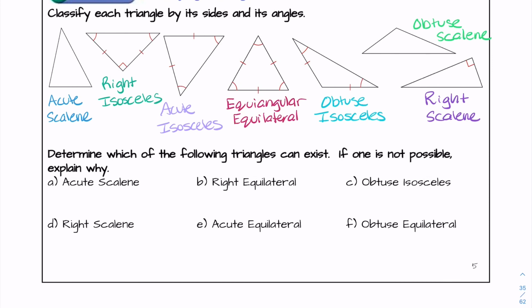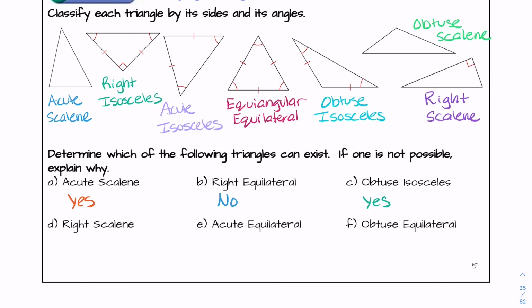All right. Determine which of the following triangles can exist. Acute scalene is a yes, right? It's right above here. I have a right equilateral. No, that can't. It can only be an equiangular equilateral. Obtuse isosceles is a yes.